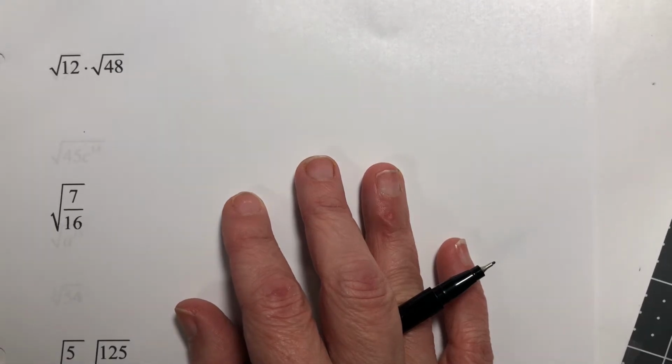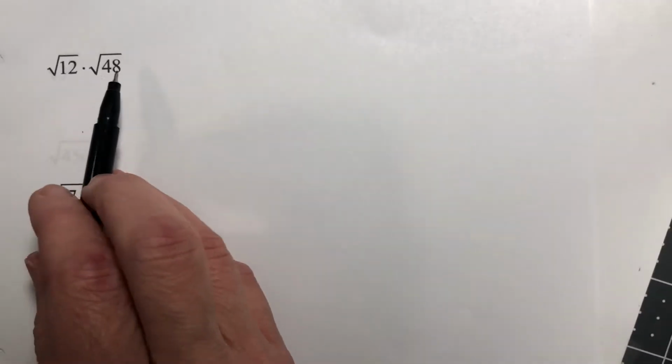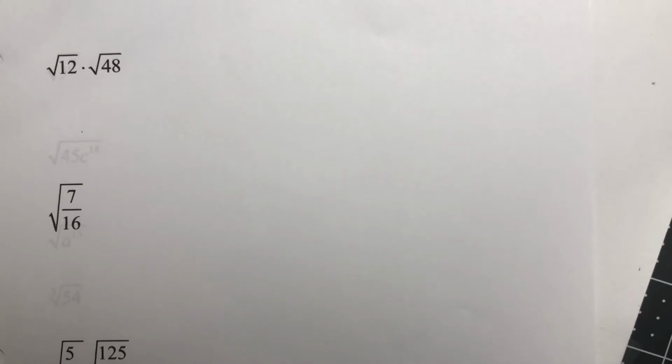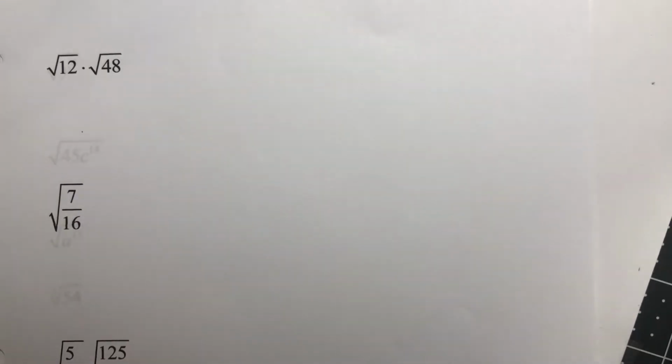This is section 8.2, part 4. Now we are being asked to multiply two radicals and make sure our answer is simplified. The ones we did at the very beginning of this section could not simplify individually, and our answer in the end could not simplify. This one does. I can simplify the square root of 12, and I can simplify the square root of 48.